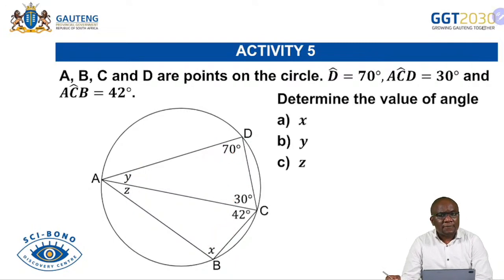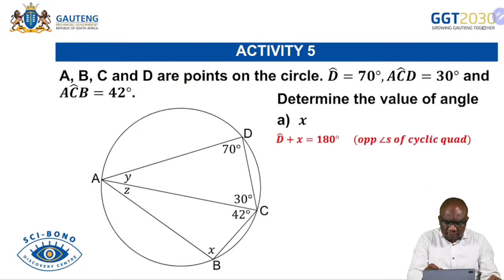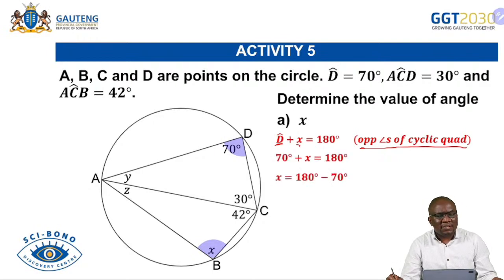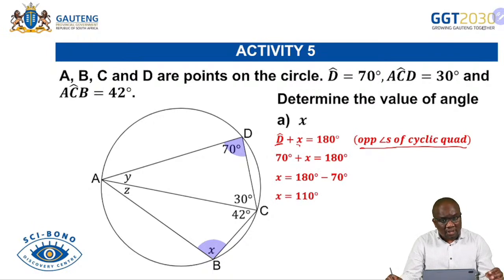Let's find x. I'm saying that angle D and x must give us 180 degrees because these are opposite angles of a cyclic quad. Do you agree? Yes. So now we can find x because D there is 70. So 70 plus x is equal to 180, therefore x is equal to 180 minus 70 degrees, and then x is equal to 110 degrees. Then you can write 110 degrees on the diagram there.